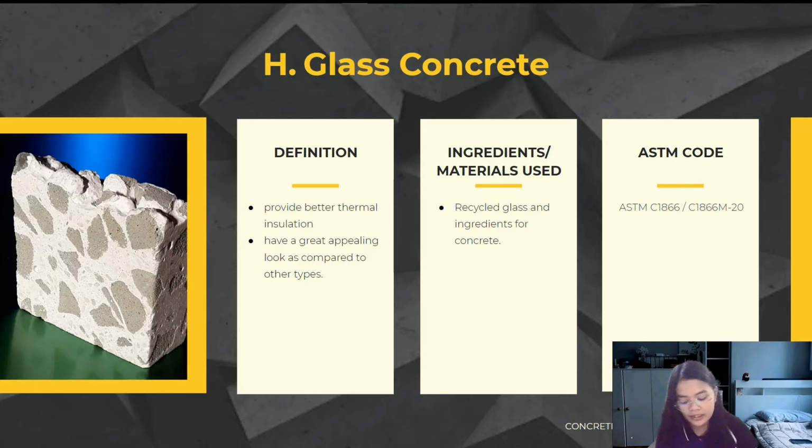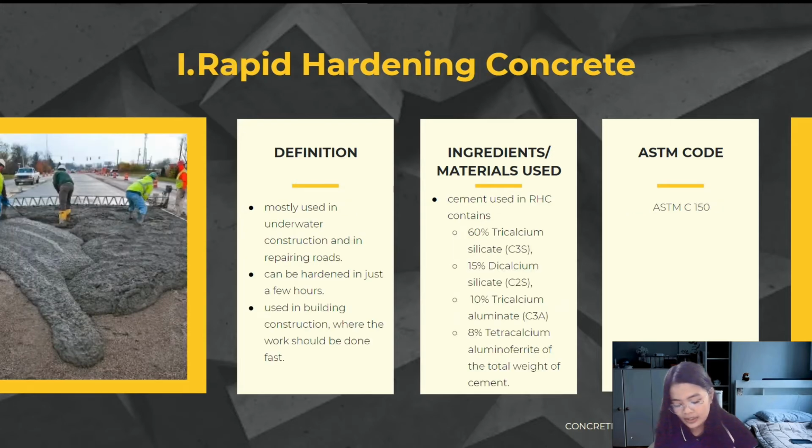They provide better thermal insulation and also have a great appealing look as compared to other types. So, ASTM code for glass concrete is ASTM C1866/C1866M-20. So, next type is the rapid hardening concrete.